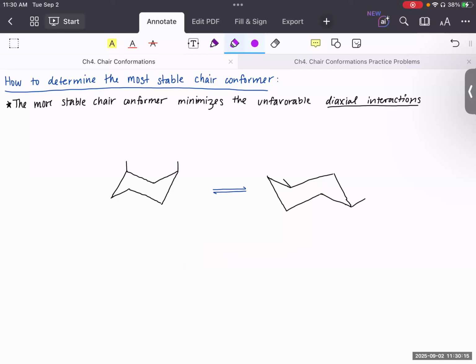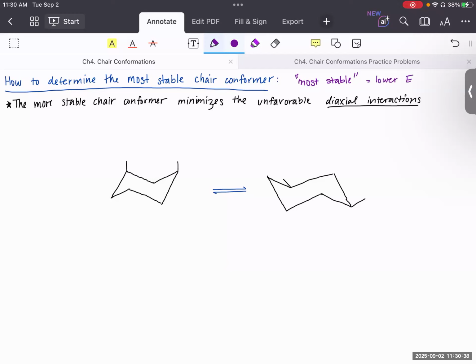All right, so this is part 4 of the video series on chair conformations. In the previous video, we talked about how to draw out chair conformations, and now we're going to go through how we determine which one of the two is the most stable one, or in other words, which one is the lowest energy. So whenever we think about most stable, we should always be thinking about lower energy.